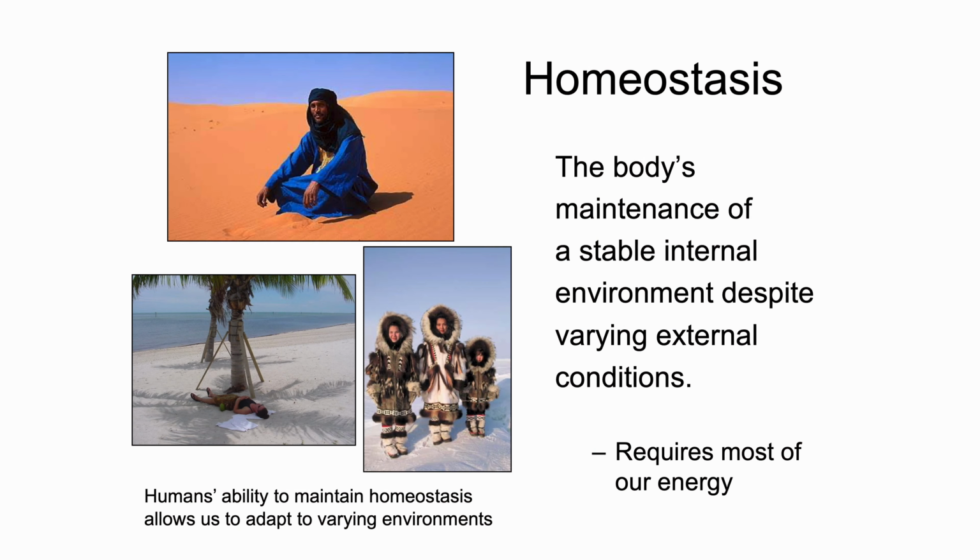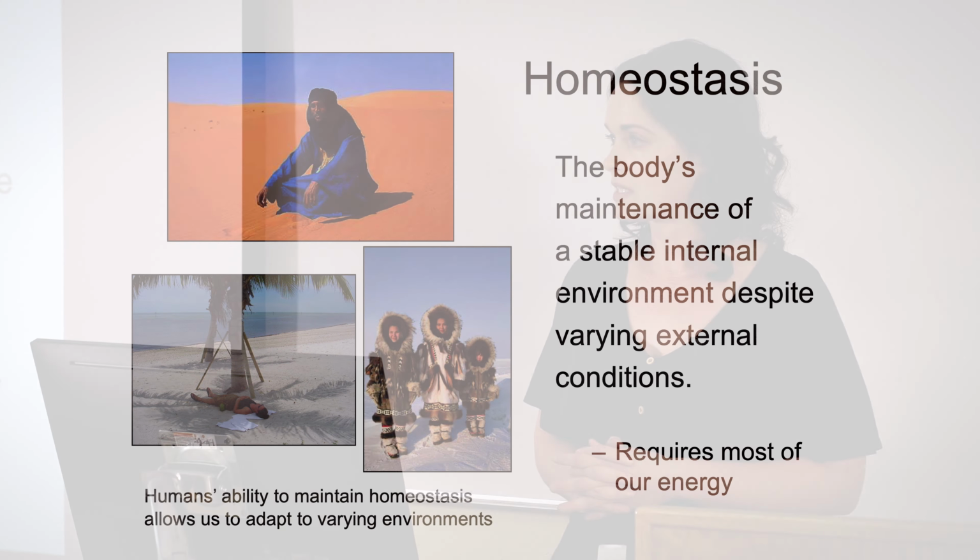So here's our formal definition for what homeostasis is. It's the body's maintenance of a stable internal environment despite varying external conditions. So you know, right, you've experienced this. You can go outside when it's 98 degrees outside and you may feel a little bit hot, right, but you don't get overheated, generally speaking.